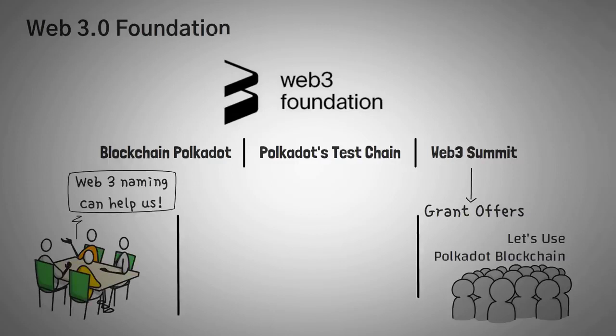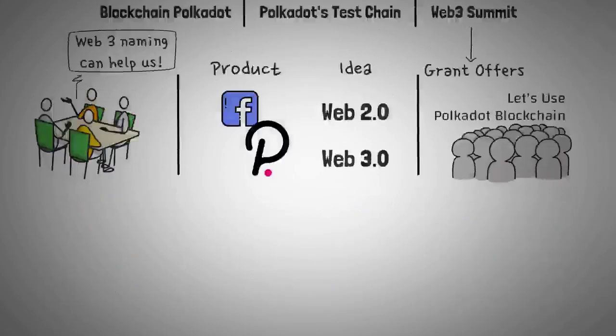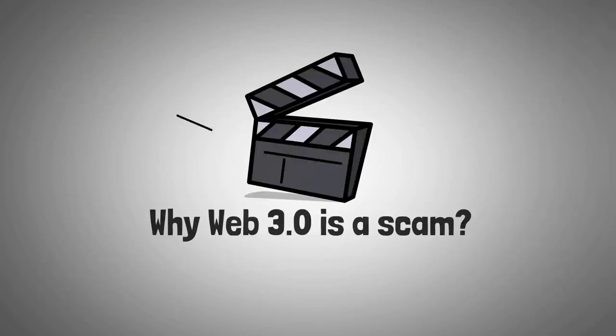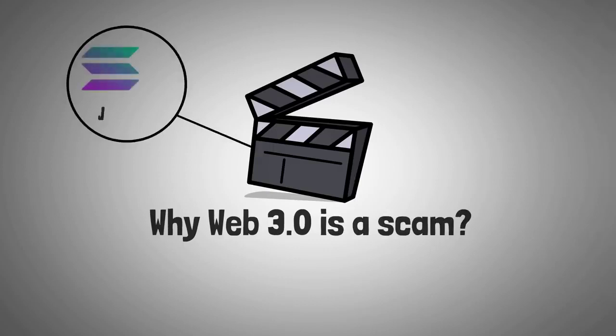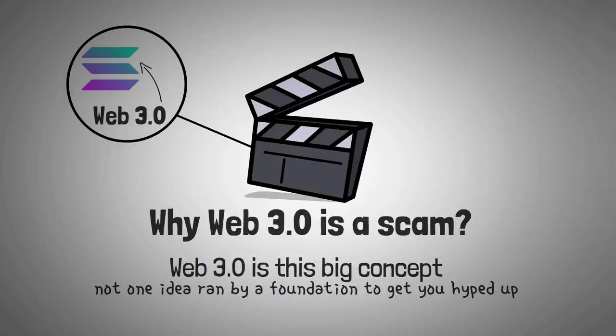To give you an understanding of what I mean, it would be like the company Facebook buying a foundation for Web 2.0 and saying they are the ones who initiated it. Facebook is a company, while Web 2.0 is an idea. The same way that Polkadot is a blockchain and Web 3.0 is an idea. One doesn't own the other. I actually also watched another very interesting video called Why Web 3.0 is a Scam, where Trader University talks about how Solana is also taking advantage of the novelty of Web 3.0. I just want you guys to understand that Web 3.0 is a big concept that is a bunch of little ideas. Not one idea run by a foundation to get you hyped up for the next step of the internet, or to buy their token.